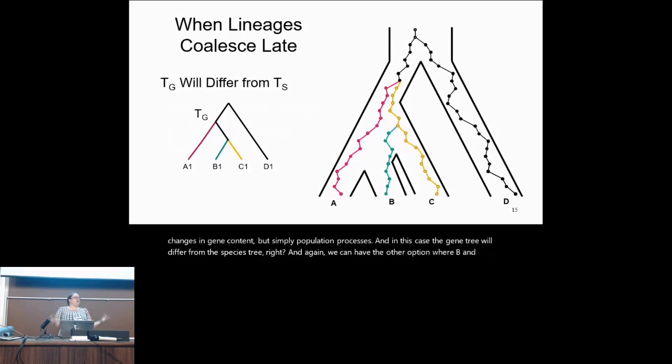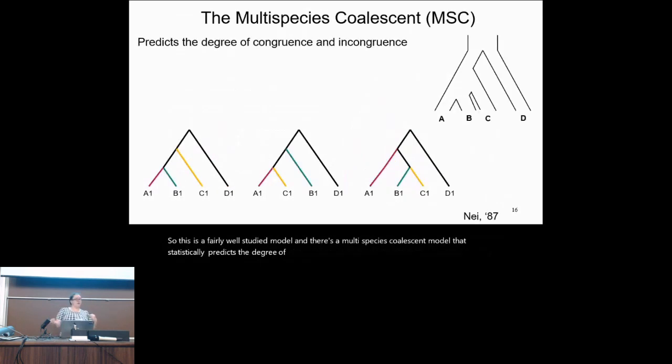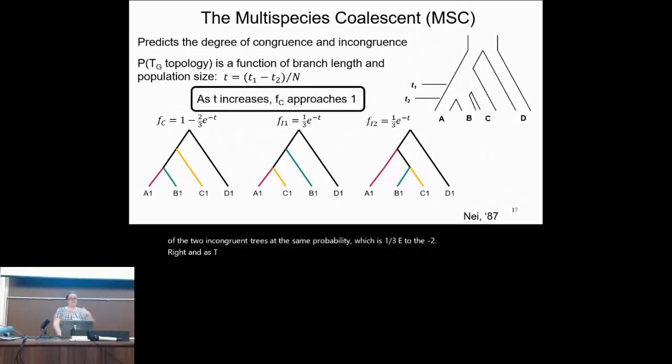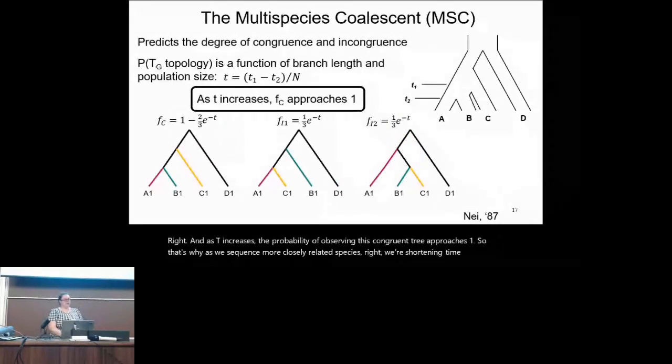So this is a fairly well-studied model, and the multi-species coalescent statistically predicts the degree of congruence and incongruence. Based on the time between species divergences, t, the probability of having the gene tree that's the same as the species tree is equal to 1 minus (2/3)e^(-t). Each of the two incongruent gene trees has the same probability, which is (1/3)e^(-t). As t increases, the probability of observing the congruent tree approaches 1. That's why as we sequence more closely related species, we're shortening time between speciation branches, and so we're observing more of these incongruent trees.